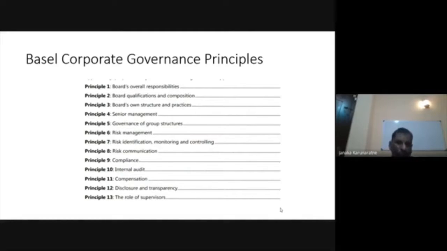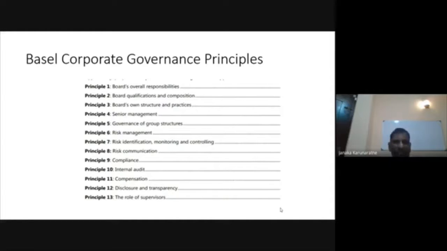Okay. So if you don't have anything, let's move on to have a look at the Basel corporate governance principles. Of course, now from the regulator's perspective, the Basel Committee has set some principles with respect to corporate governance. Okay, so I'm not going to discuss all of this in detail, but just to highlight the different areas the Basel corporate governance principles address.